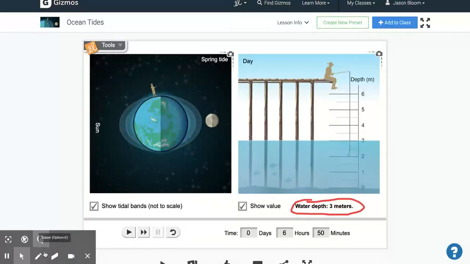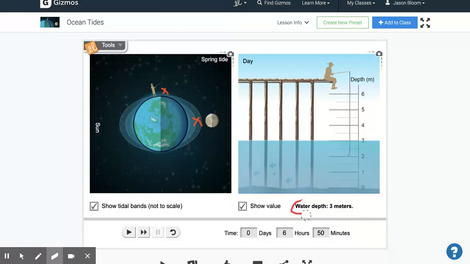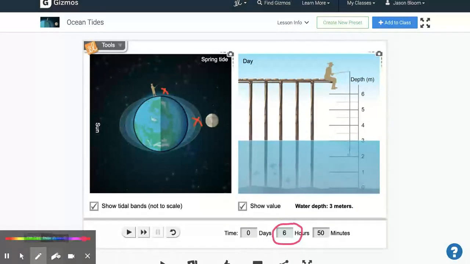Okay, remember, we started when the guy's position was over here. But he has since rotated to this position. So now it's a low tide. All right, so we've gone down about 3 meters in the water depth. If we also take a look, we've noticed that about 6 hours has gone by. It's about 6 hours between tides, give or take. So 6 hours have gone by and we've gone from a high to a low tide.